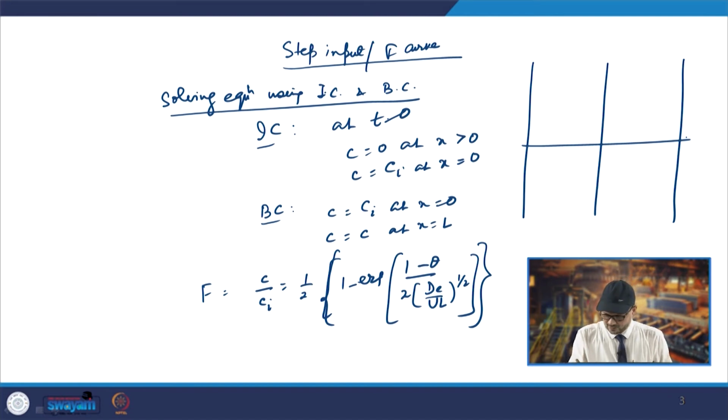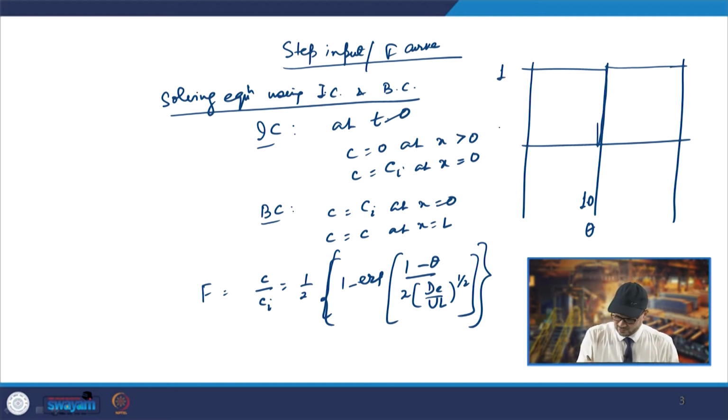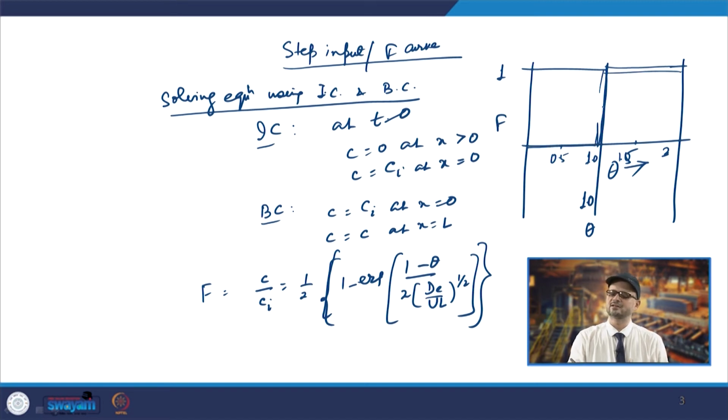So what will happen, this is theta and this is the value of 1. It will come like this, and then at this point itself it will go up. So this value is 1, this is F, and this is theta, with theta values 0.5, 1, 1.5, and 2 like that. So here it goes like this, and this is dE by UL equal to 0.